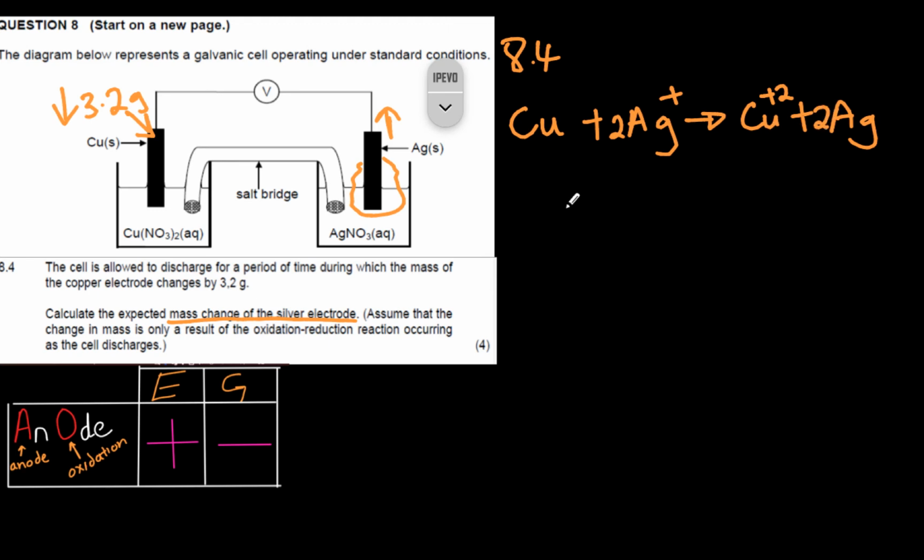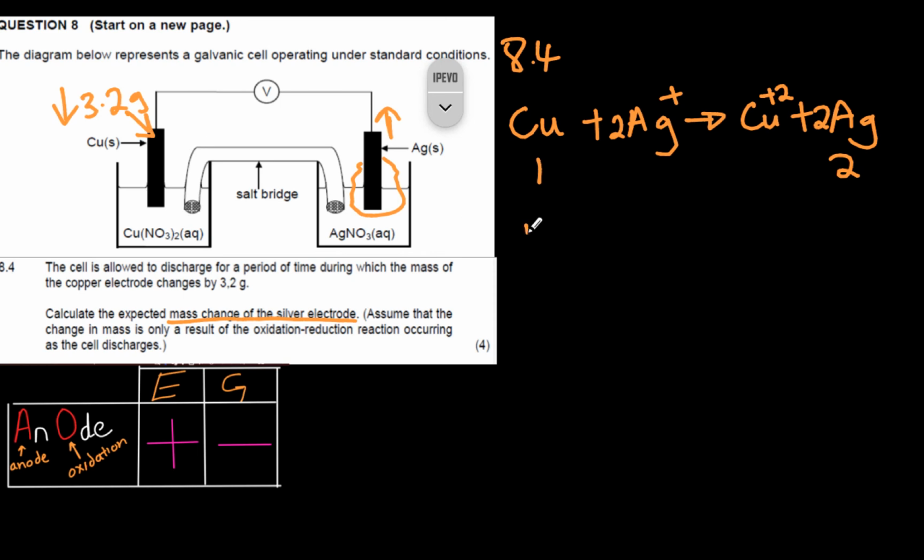As we can see from the balanced equation, 1 mole of copper is going to produce 2 moles of silver. So what we are going to do is calculate the number of moles of copper, then use those moles to calculate the number of moles of silver produced, and then convert those moles of silver into a mass.